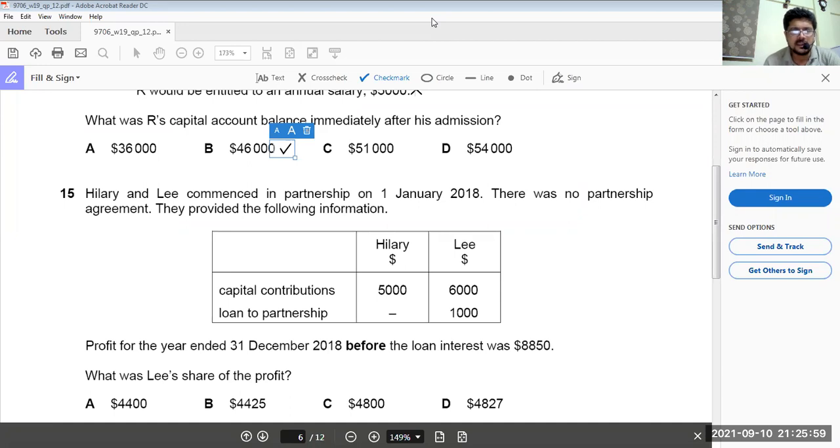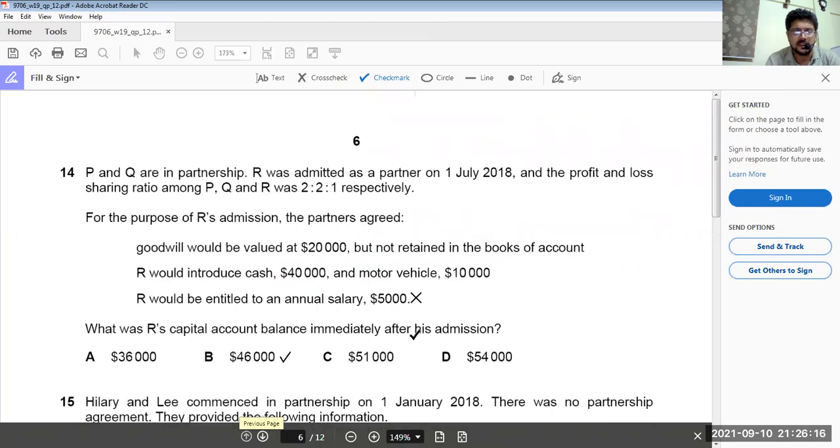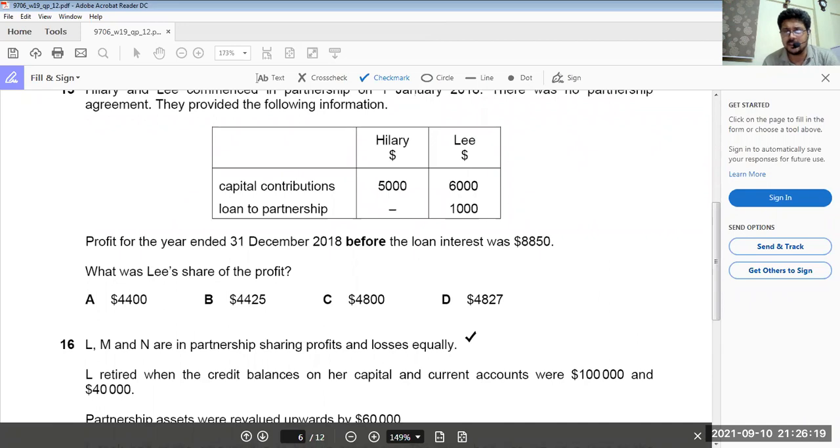Okay class. Now see, Hillary and Lee Cummins were in partnership on 1st January 2018. There was no partnership agreement. They provide the following information. In this question, you have to be very careful. See, I'm telling you one thing. In the absence of a partnership agreement, we have to divide the profit equally between the partners. So option D, 4,827 multiplied by 2. So that makes the profit 9,654. The option could not be answered.